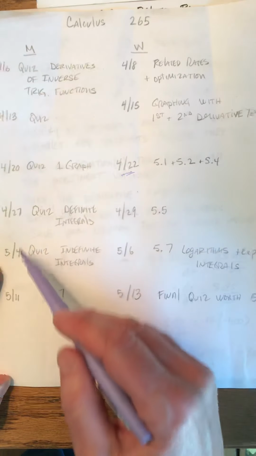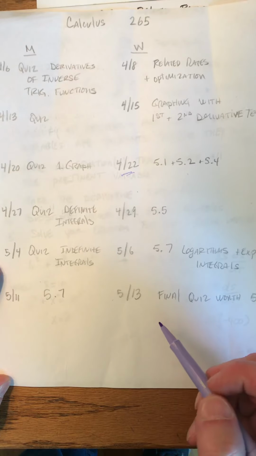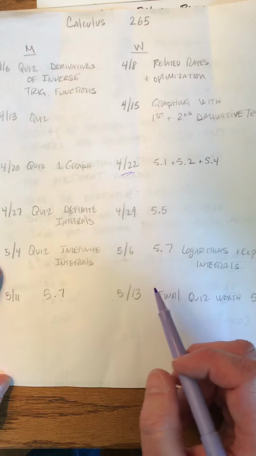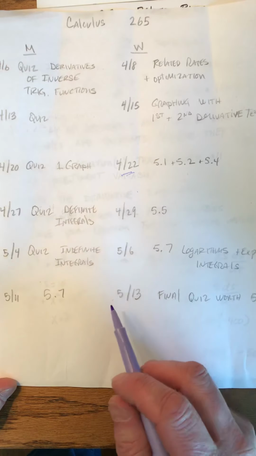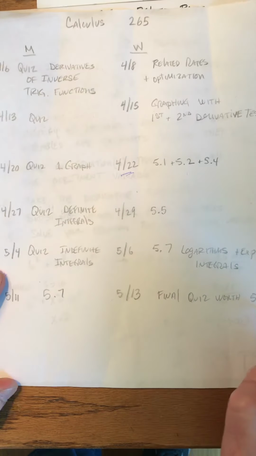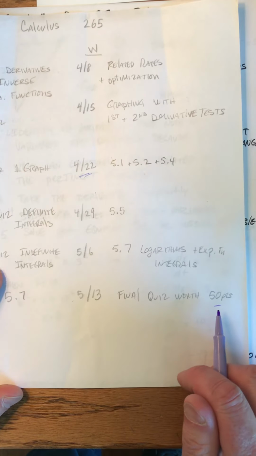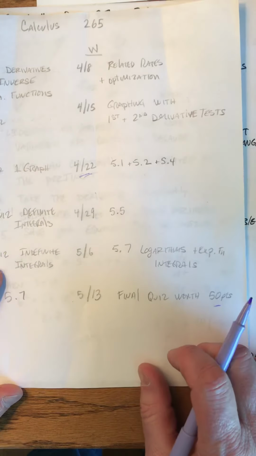We're going to have to really concentrate on chapter 5 because it's really the most important chapter here for you to be successful in Calculus 2. So right here, this last one is going to be worth 50 points rather than 25. So that would give us an even number of tests.